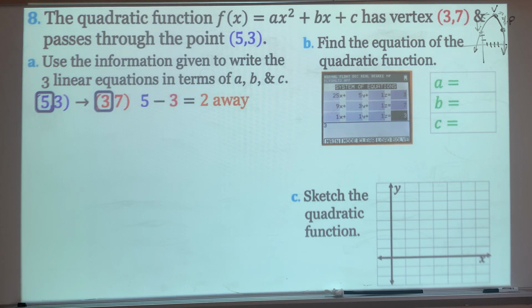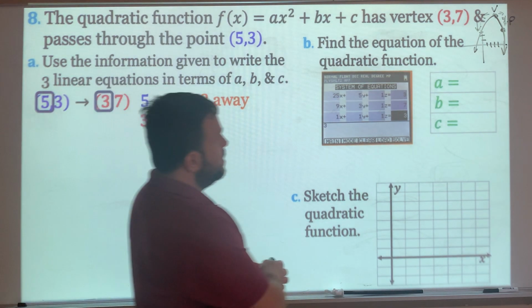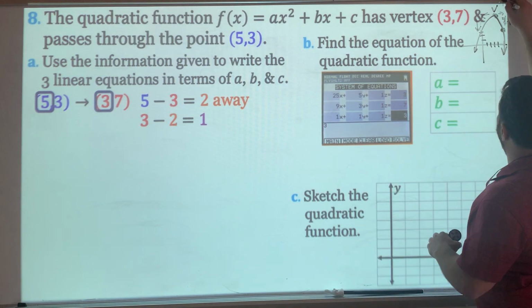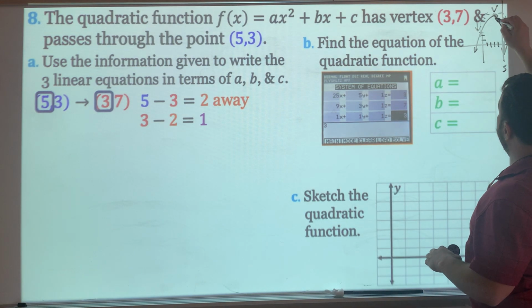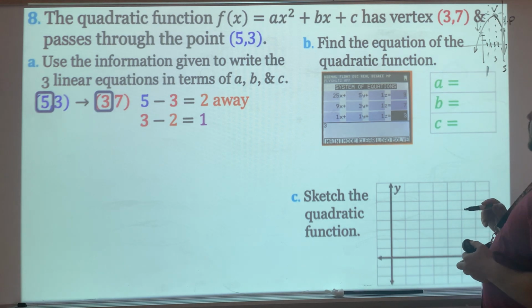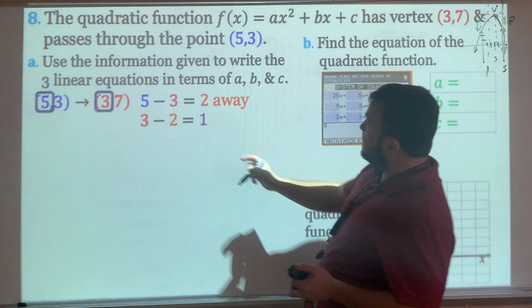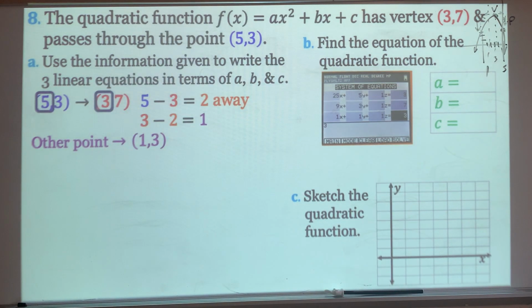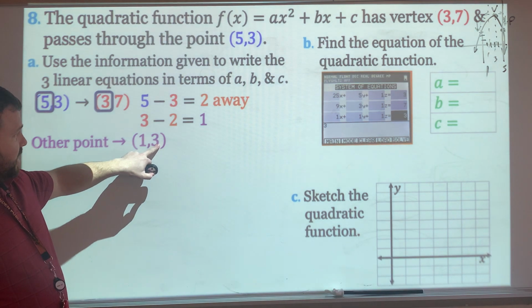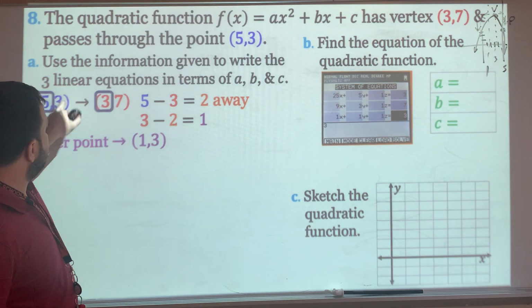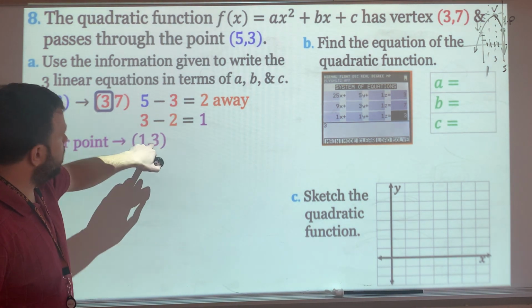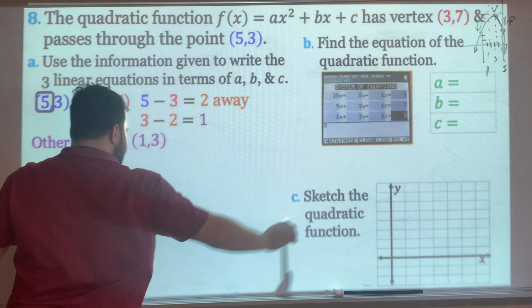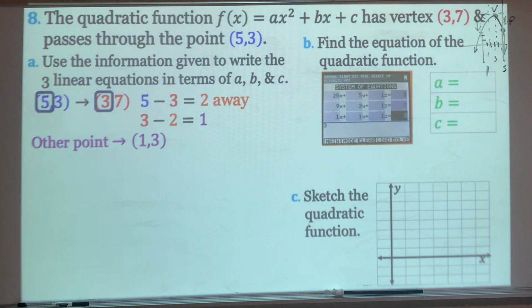All right? 5 minus 3 means it's 2 away. So I'm going to go 2 to the left. So that's why right here is 5, this is my vertex at 3. I go to 1. Now I need to know how high it is. It's going to be the same height as our point. The other point's at 1, 3, so its y value is going to be the same. So 1 over 3 up. So you got 5 over 3 up, 1 over 3 up. And you're going to see it when I sketch the quadratic function down there.